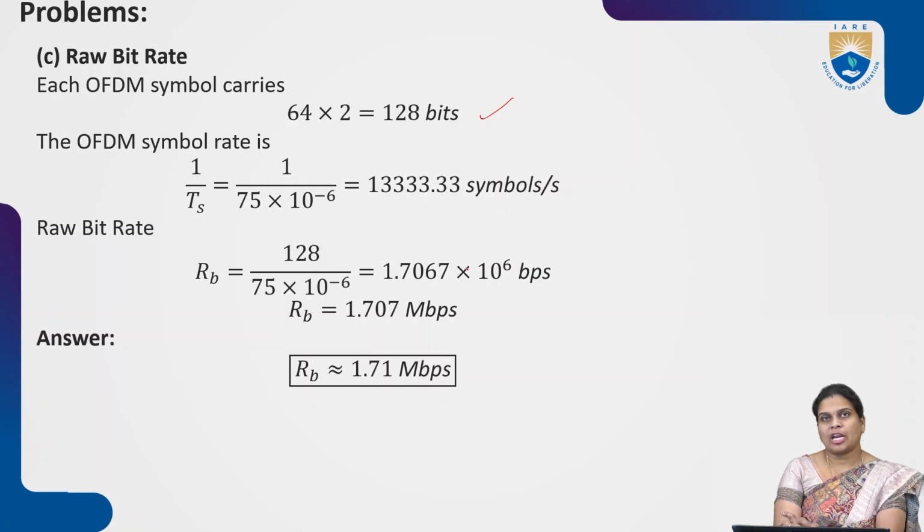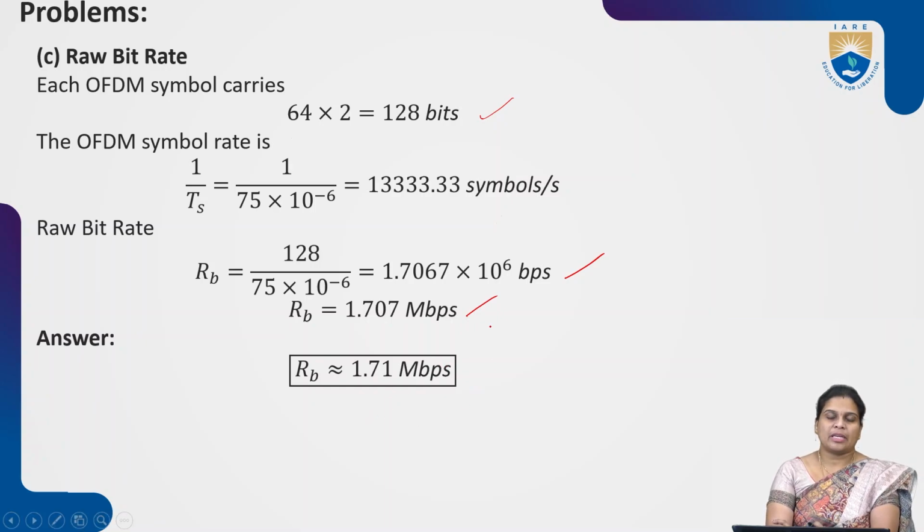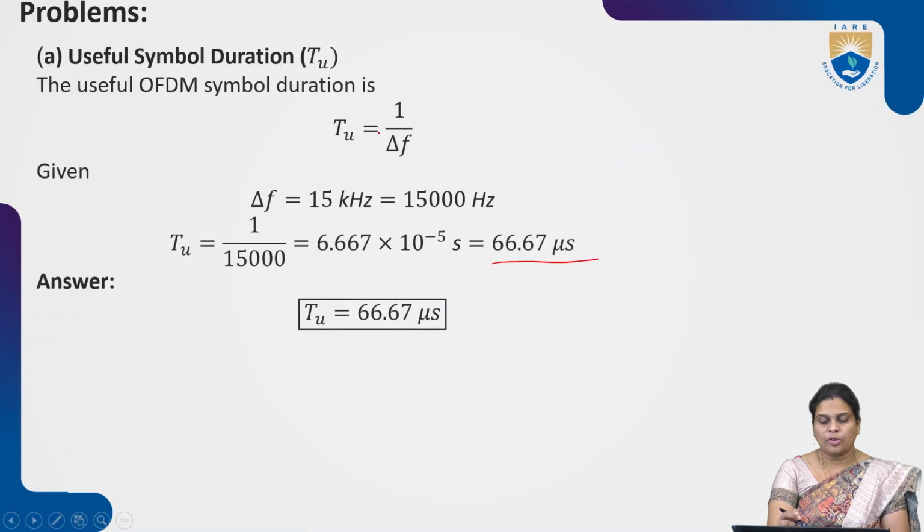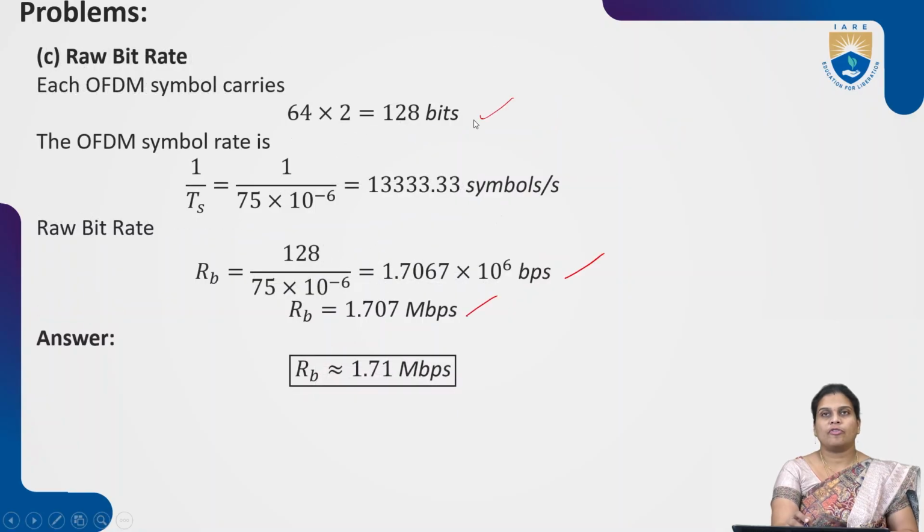Next one, how to find the bit rate. RB equals each OFDM symbol 128 bits by the denominator, the same 75 into 10 power minus 6. So that is 1.7 megabits per second. So RB equals 1.7 megabits per second. This is each OFDM symbol carrier 64 into 2 equals 128 bits.